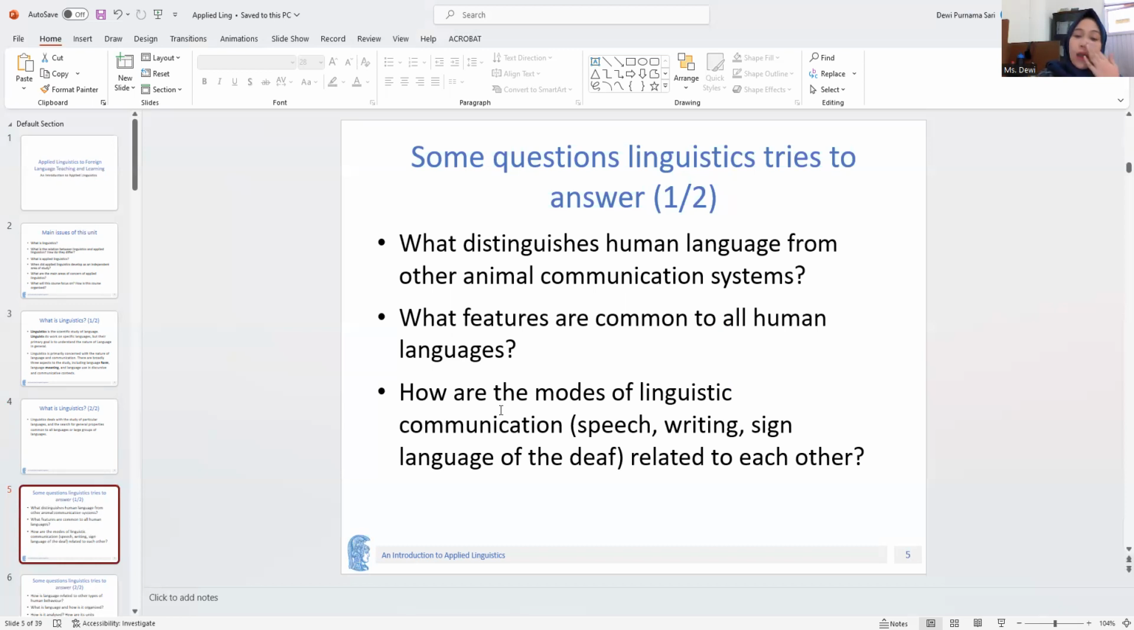Then the third one, how are the modes of linguistic communication, such as speech, writing, and the sign language of the deaf, related to each other? Because in linguistic communication, language can be in the form of body gesture too. So it's not always in sentences or in words, but we also consider sign languages, like those used by deaf persons, as related to linguistic communication.